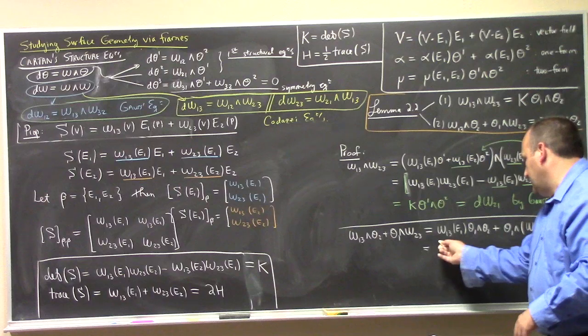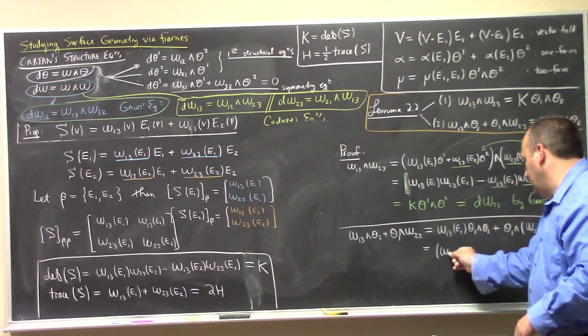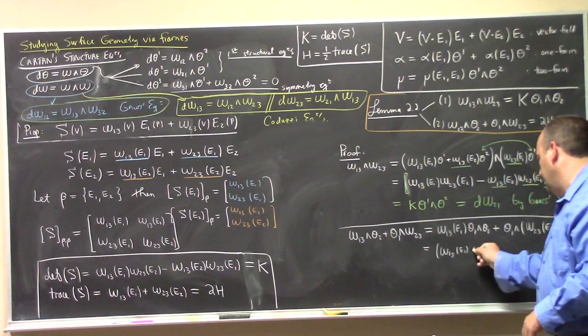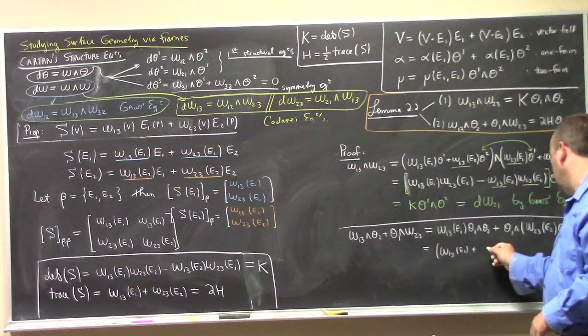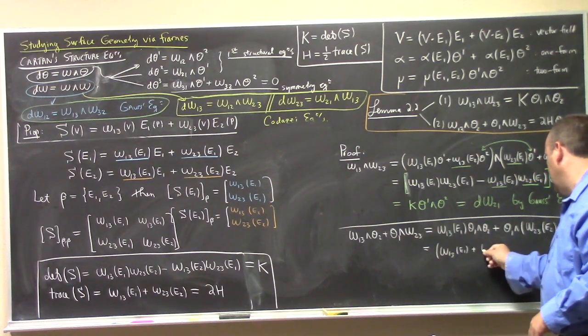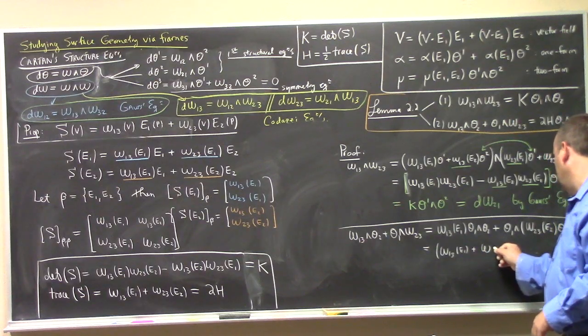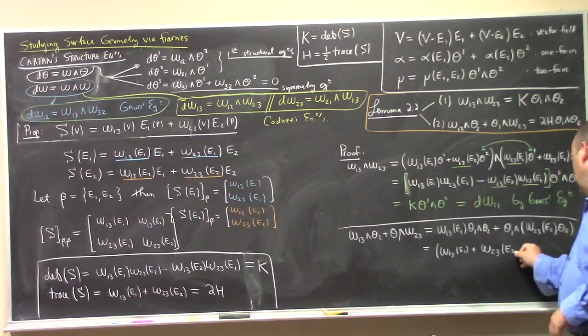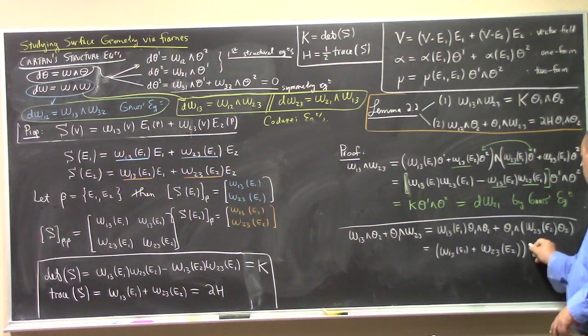And so you put that together, you got omega 1,3 E1 plus omega 2,3 E2 times theta 1 wedge theta 2.